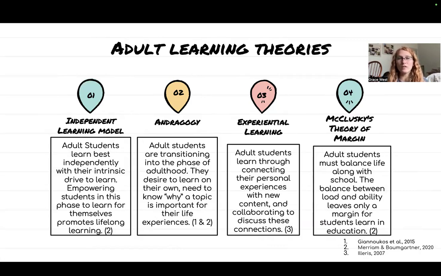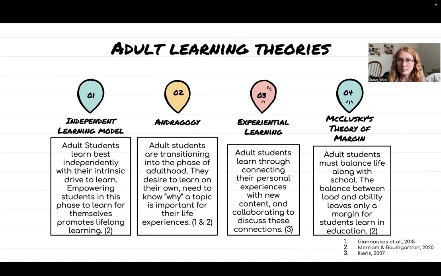Now, adult learning theories. The independent learning model is that students learn independently, and it applies both online and in person. Adult students do learn best independently, and both of these offer opportunities for students to do just that. Now, andragogy is the idea that adult students are transitioning into their adult phase and they need to know the why and how it is important within their own life experiences. Both offer this, as both online and in-person upper level science education offer various applications to why these topics are important in their life.